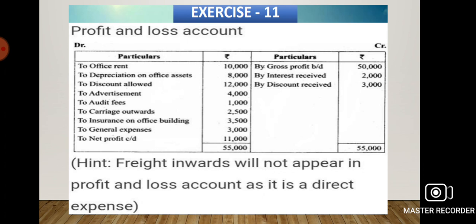Then discount received, so this is a received item. So by discount received will be entered into the credit side of the profit and loss account, 3,000. Then carriage outward, we enter on the debit side. To carriage outward 2,500. Insurance and other office expenses are one of the expenses, so we enter them on the debit side. Then next, general expenses, to general expenses 3,000, we enter on the debit side.